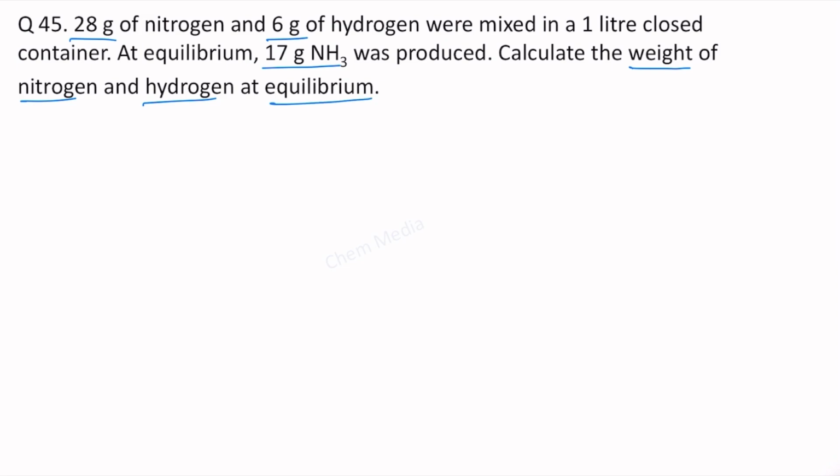Let us first write the balanced equation. We have N2 reacting with H2 giving ammonia. We have 2 nitrogen atoms, therefore on the product side we should put 2. We have 6 hydrogen atoms now, therefore we have to put 3 in front of hydrogen. Now the equation is balanced.